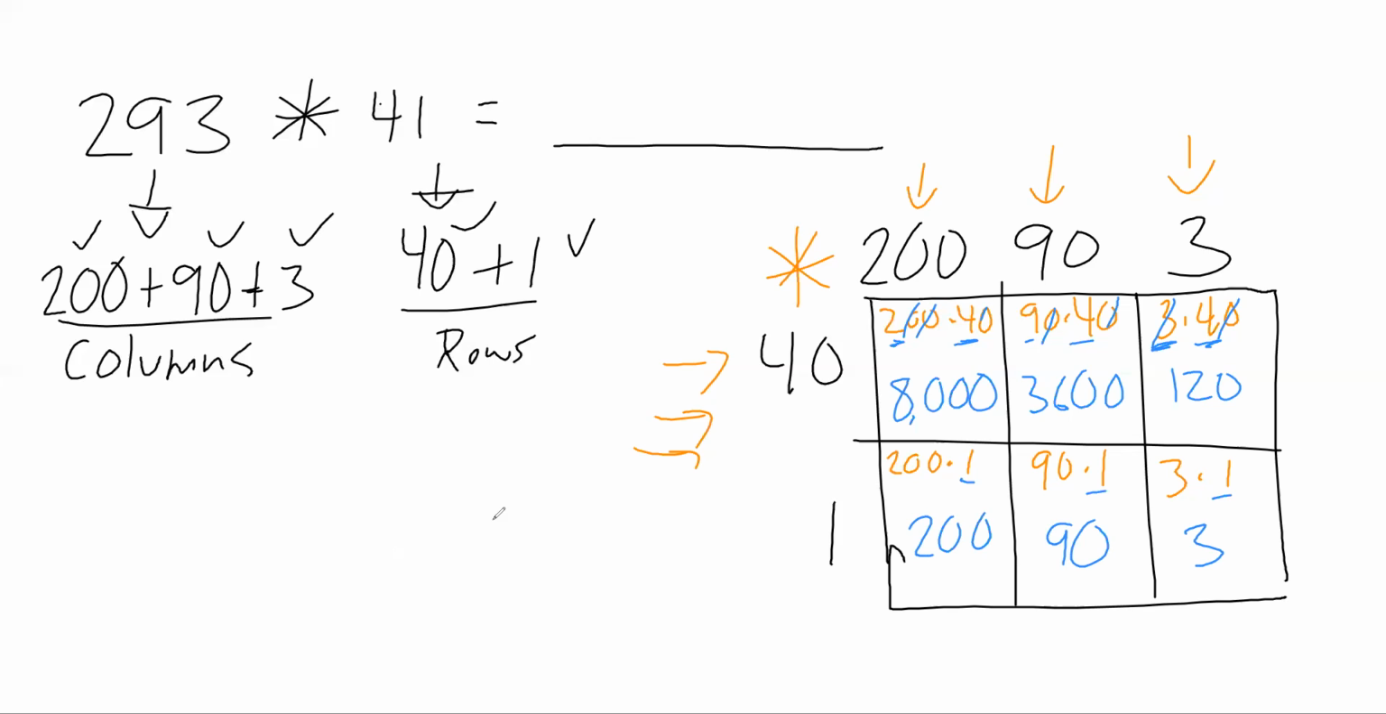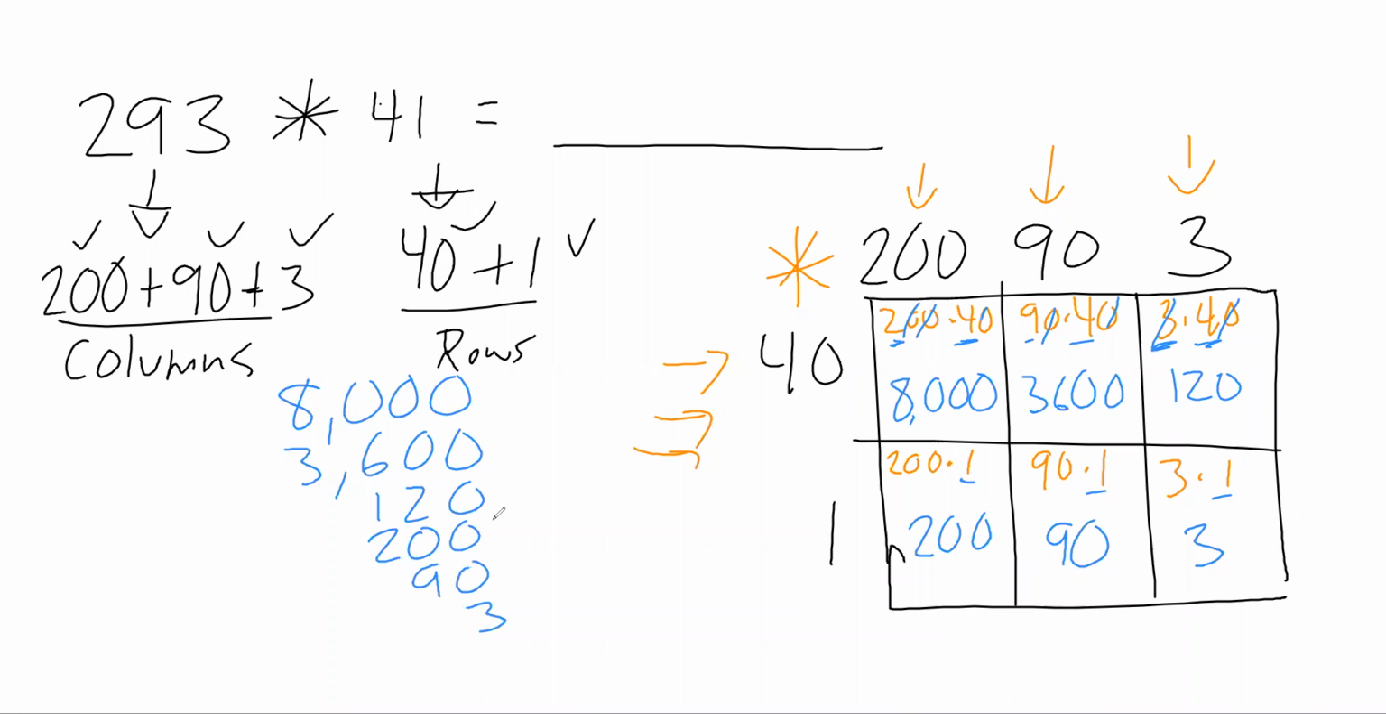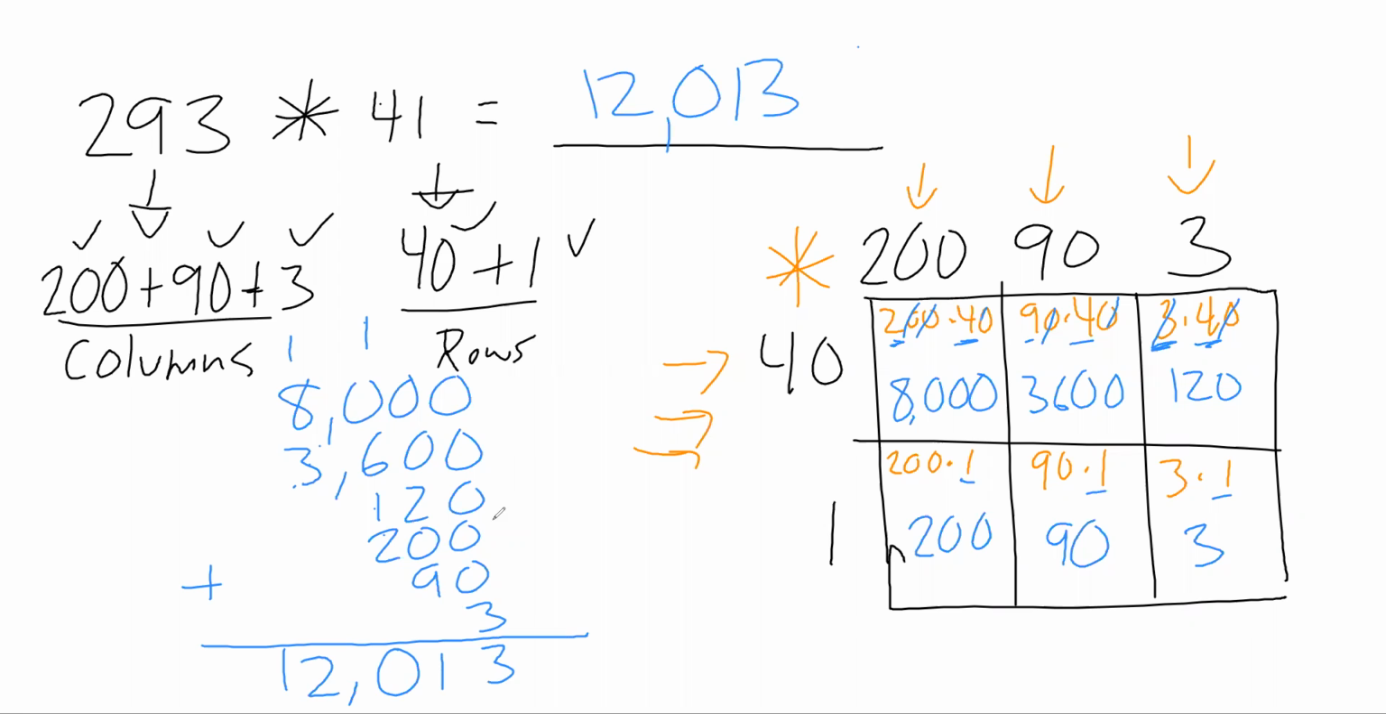Okay, let's line these up and add. So I have 8,000, I have 3,600, 120, 200. Whoa, see, just made a mistake. Whew, that could have really changed my answer and I would have been wrong. Okay, all right, so we have 3, 9, 10, 11, 6, 7, 8, 9, 10, 8, 9, 10, 11, 12. There we have it, 12,013.